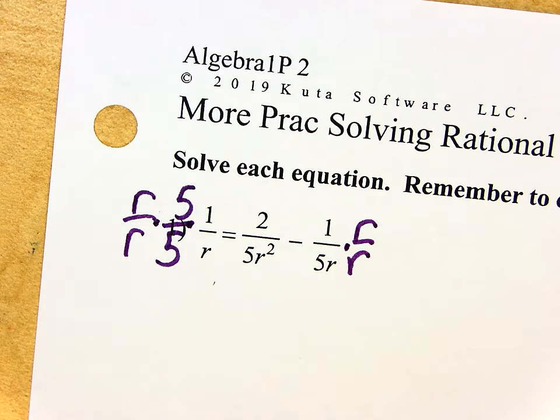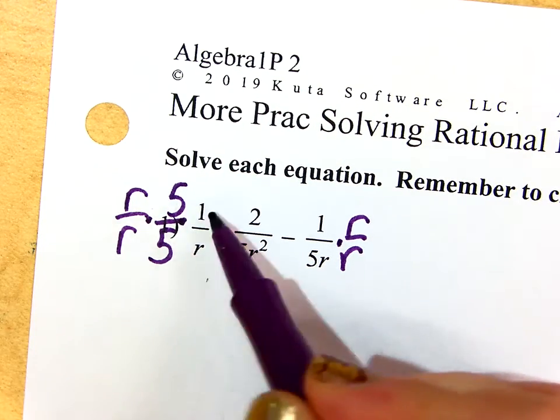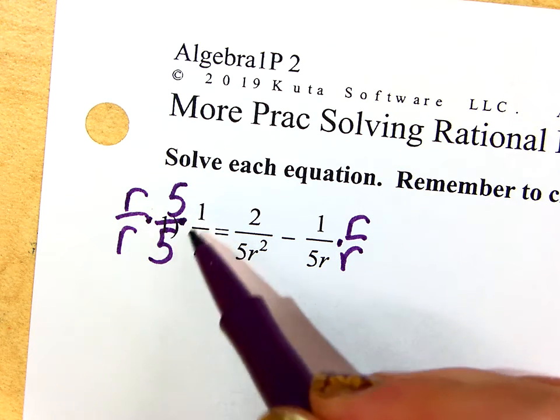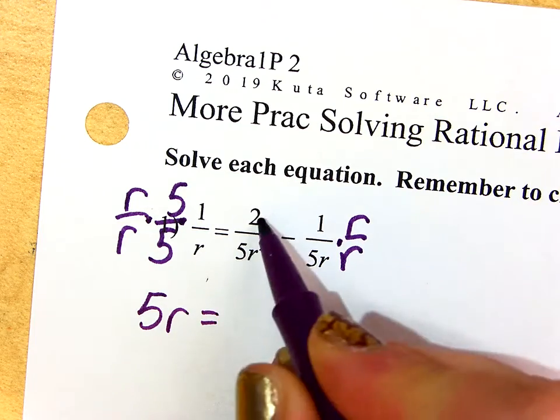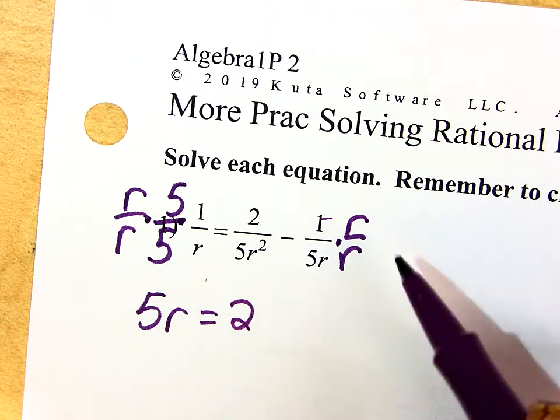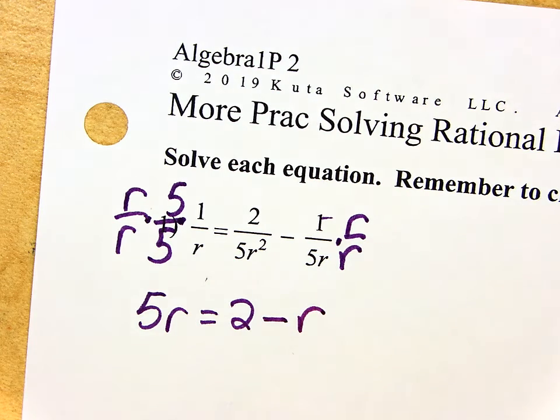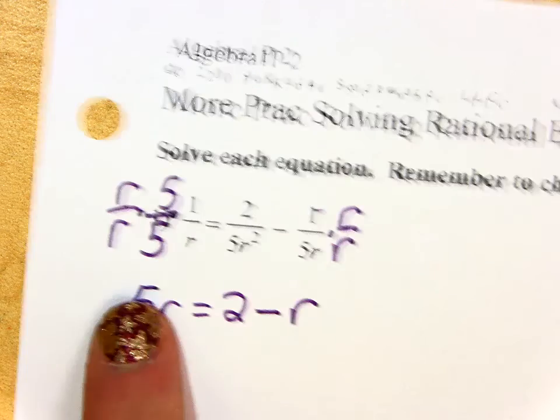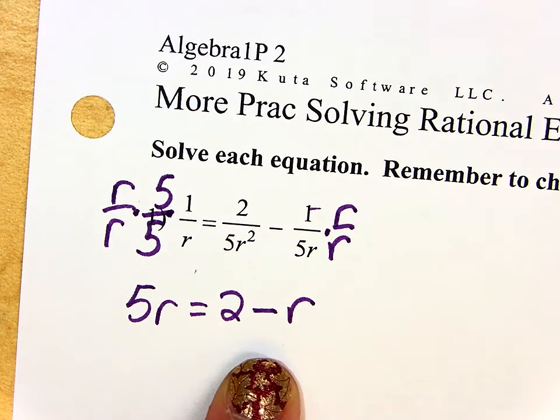Now everybody's denominator is 5r squared. Do we agree? So now I can ignore those denominators. Check this out. This first thing, if I multiply this all together, isn't that just 5r? Does everybody agree? So I have 5r equals 2, and then 1 times r is just r, so minus r. That's it. That's all, I get to ignore the denominators. And now I just have this pretty easy equation to solve.